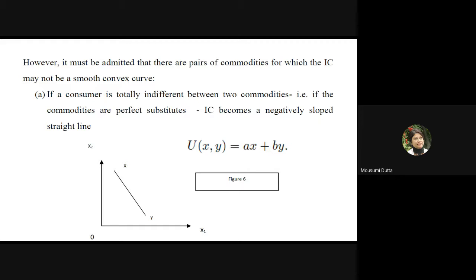Is it understandable? Yes, ma'am. Others? Yes, getting it, ma'am. When the commodities are perfect substitutes, the indifference curve will become weakly convex. It will become a straight line.